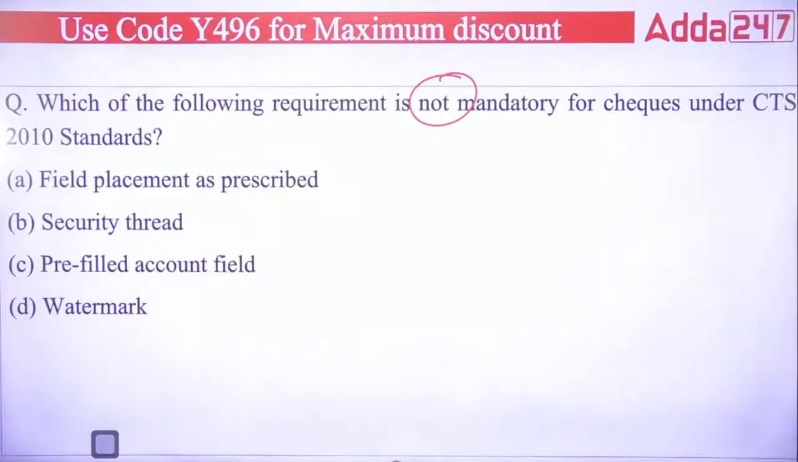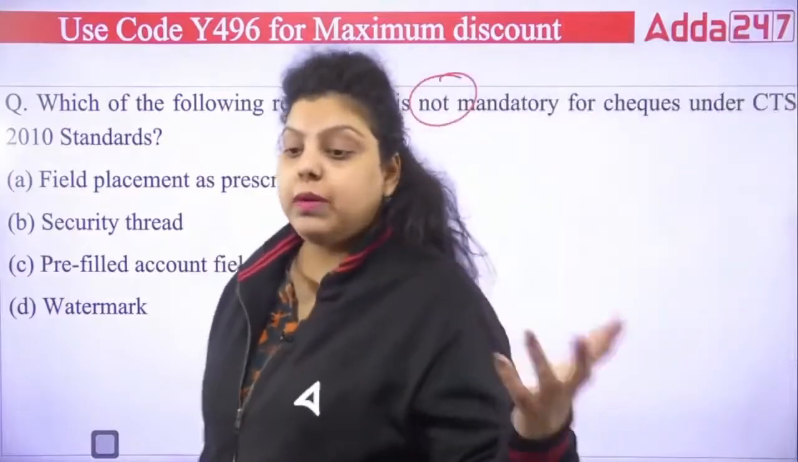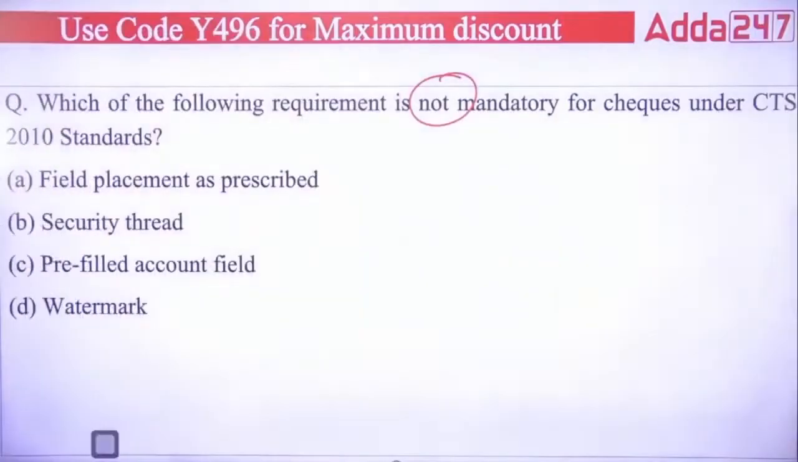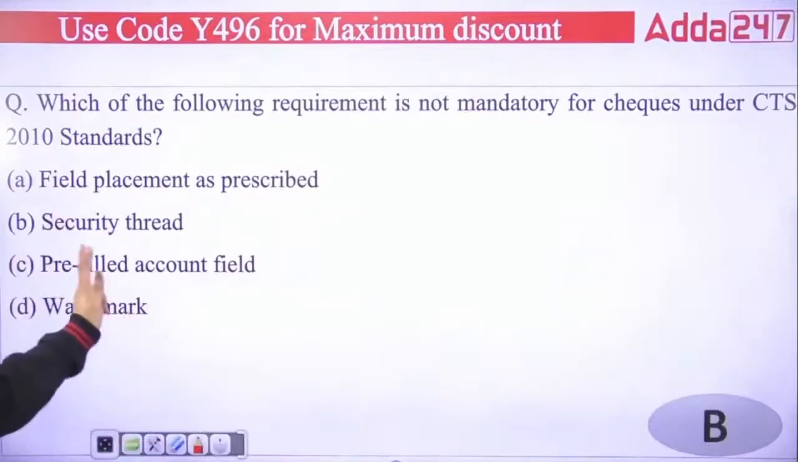Which of the following is not mandatory to have in a check in case of CTS? It used to be mandatory but not anymore, and it is the security threat. Security threat is not mandatory for checks under the CTS 2010 standard. So the right answer will be B.